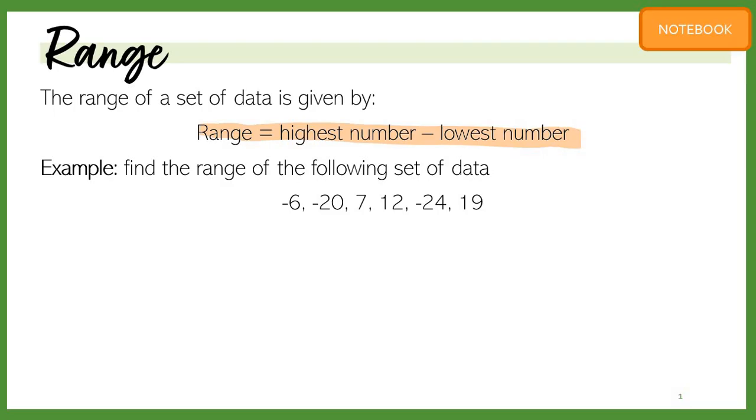So I can see here my lowest number is -24 and my highest number is 19. So to get the range, I'm going to be doing 19 taking away -24. Now we know that would be 19 plus 24, which is going to give me 43. So my two furthest data points are split apart by 43.